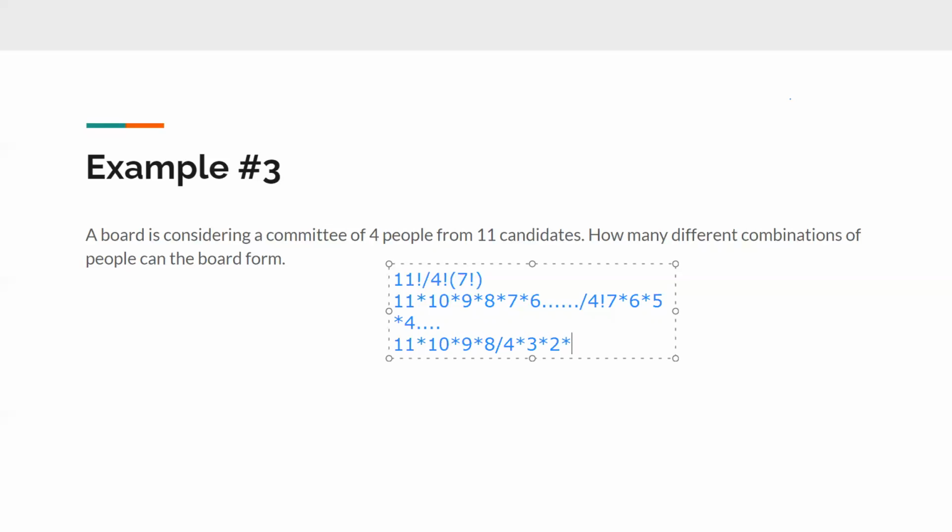We can expand that too. We know that 4 times 2 is 8, so we can take out the 8. We can take out the 4 and the 2. And we know that 3, we can make this a 3 in the numerator, because 9 divided by 3 is 3. And we get, at the end, 330. There were 330 total combinations.